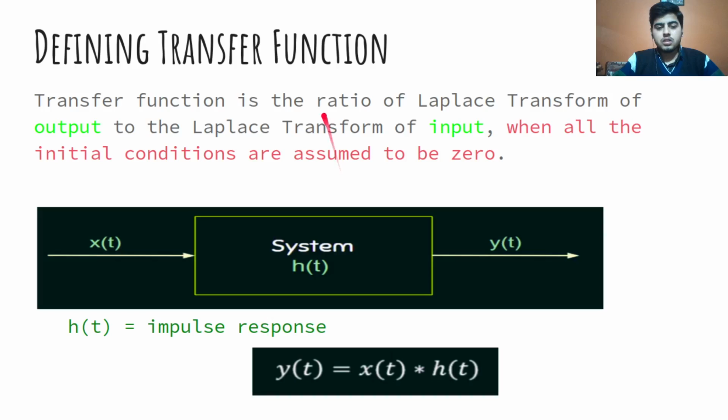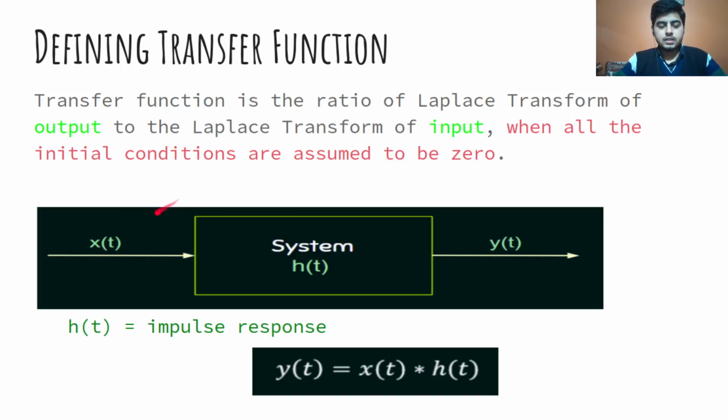Why? Because we find the transfer function for LTI systems, and if the initial conditions are not assumed to be 0, then our system will not be linear, and in that case it will not be LTI. That's why this condition is very important. So we can find the transfer function only when this condition is satisfied.